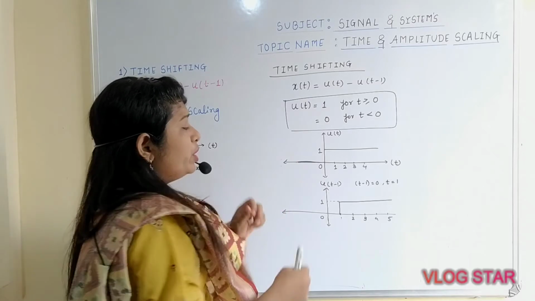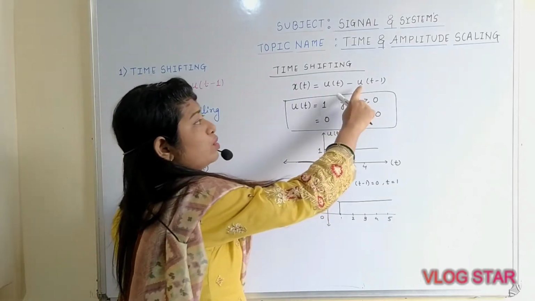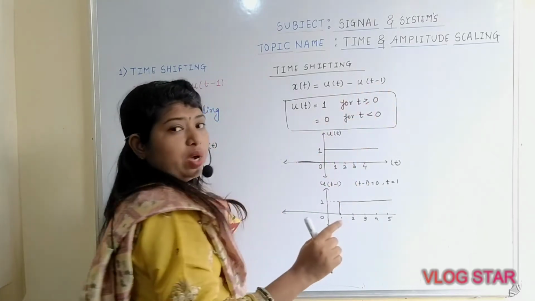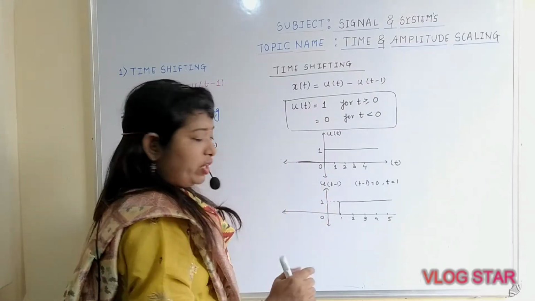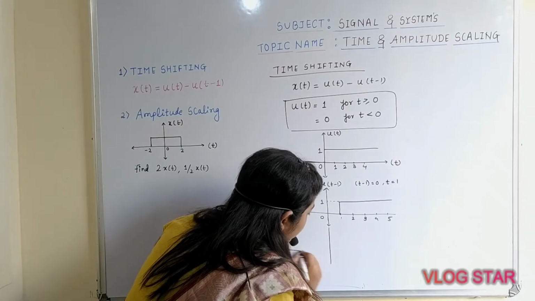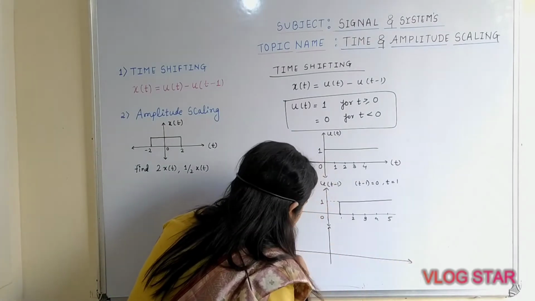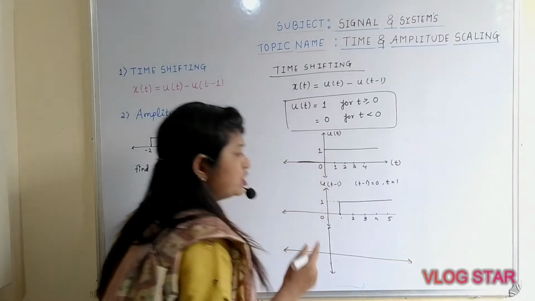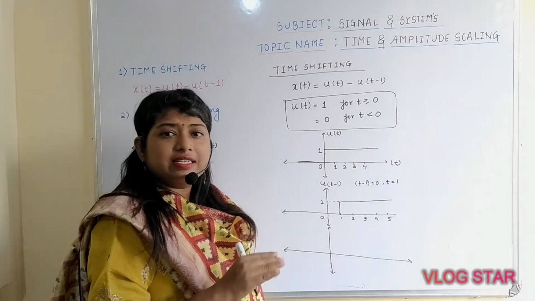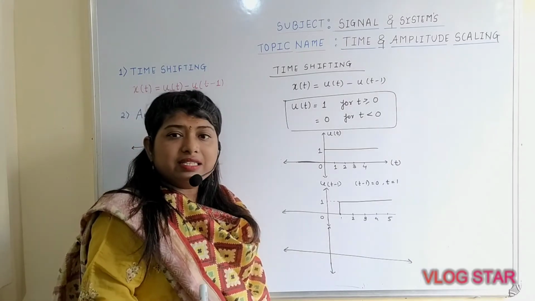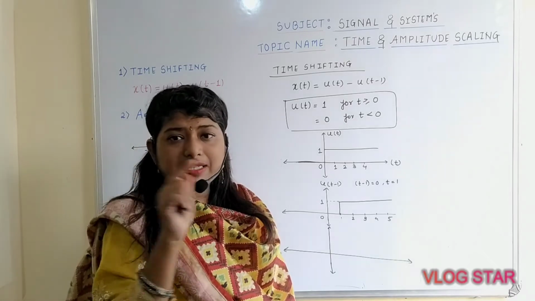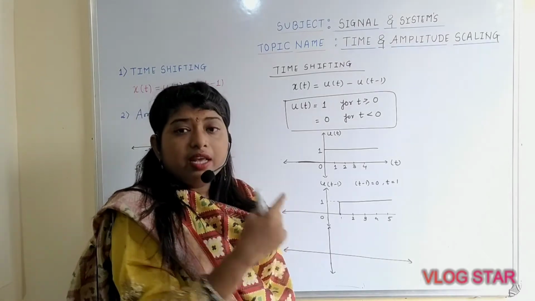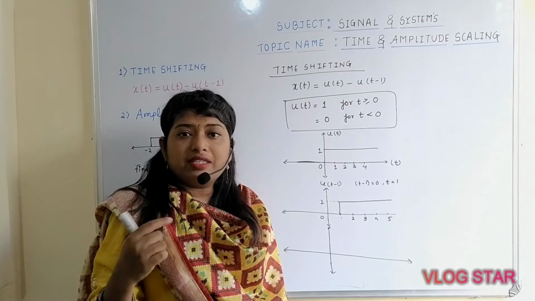Now what you need to do? Simply you have to subtract u of t minus 1, that is the shifted version of the u of t signal, from u of t. What will you get? What would be your final signal? Yes, the same procedure you need to follow. We already discussed it in the last lecture. You can consider 4 different rows. In the first row take the time axis. In the second row take u of t. On the third row you have to consider the second signal.